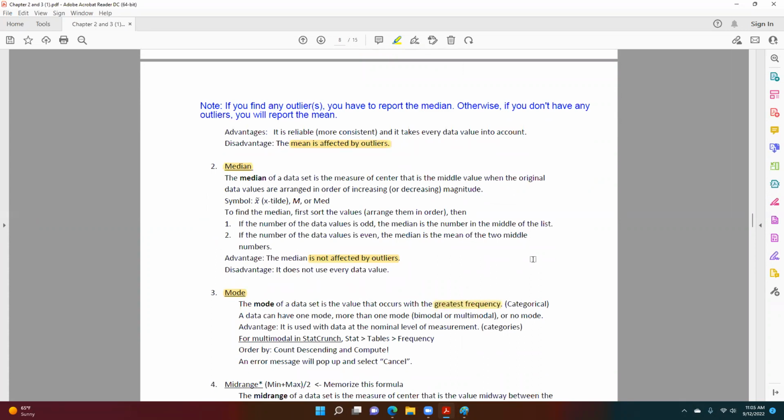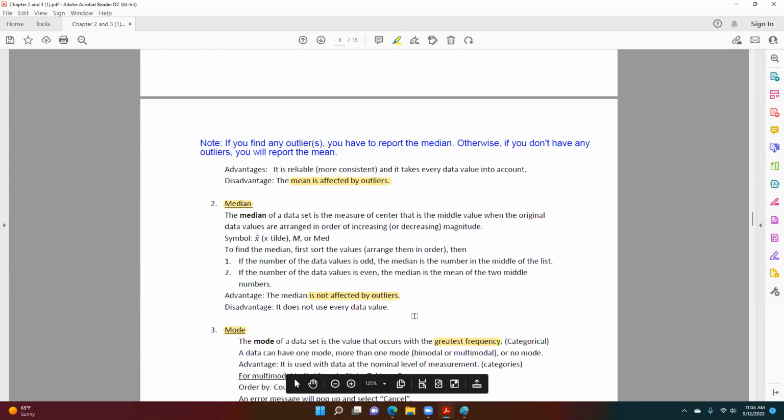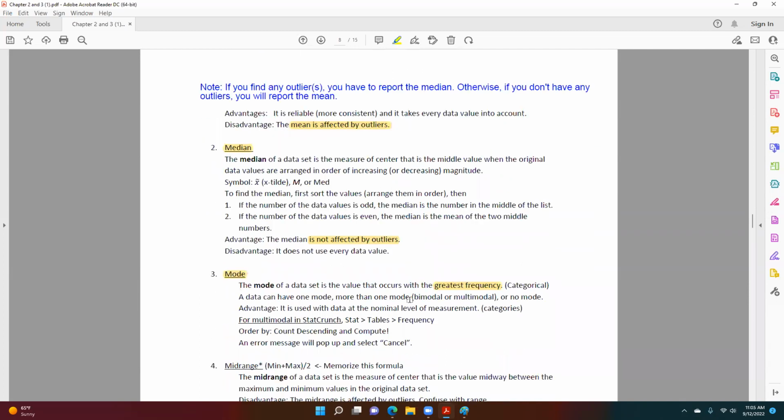When you look at the histogram that we did last time, we have a mode, and the mode is the tallest bar, the highest frequency. So in a data set, you can have one mode, which is called unimodal. You can have more than one mode, so it can be bimodal or multimodal. Bimodal means you have 2 modes. Multimodal means you have more than 2 modes. Or you can have no mode at all.